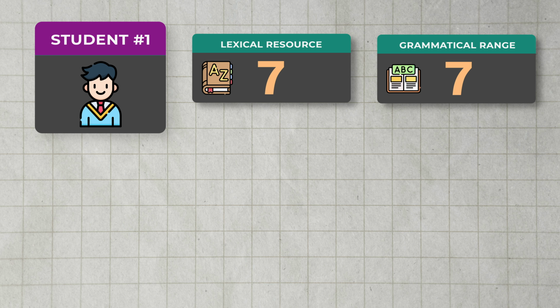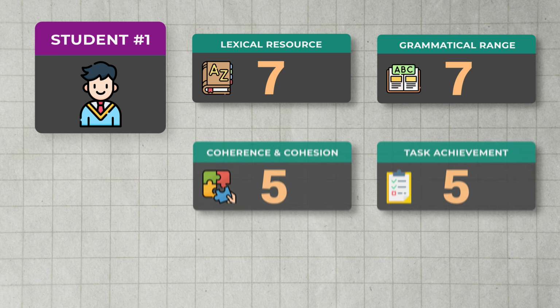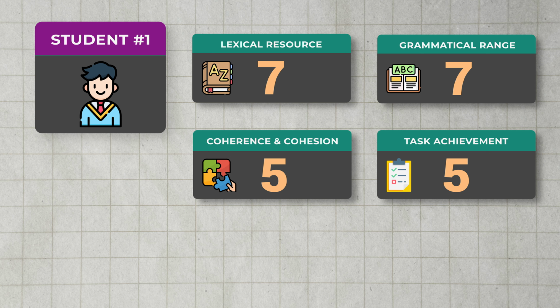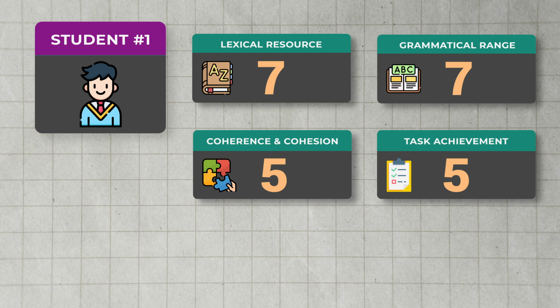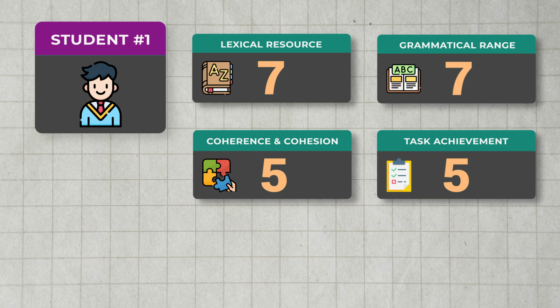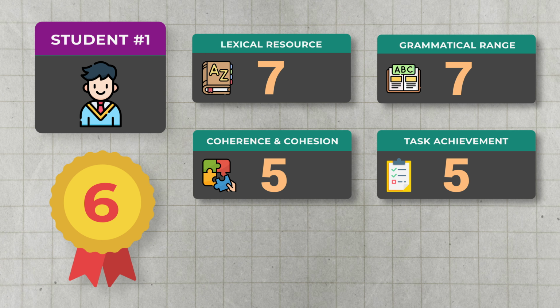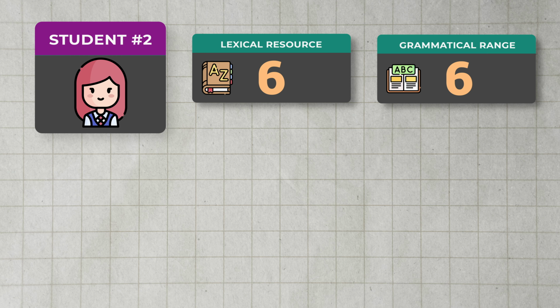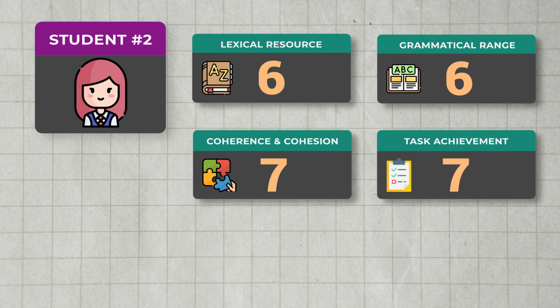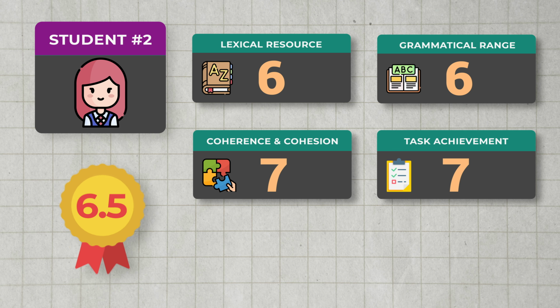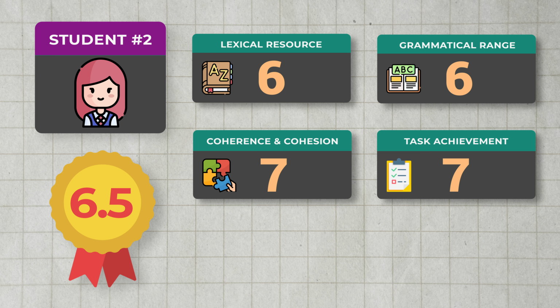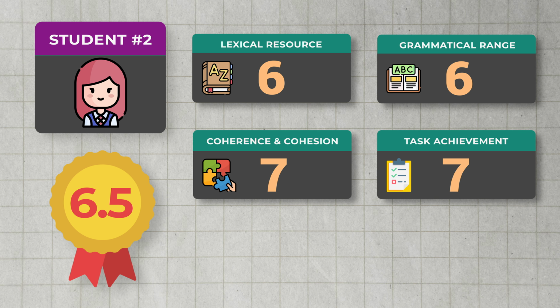Let me give you an example. If you score 7 for vocabulary and grammar, but you got 5 for task achievement and coherency and cohesion because you didn't include an overview and haven't organized your response, your overall score is going to be 6. But in contrast, a student who scored 6 for vocabulary and grammar, but 7 for organizing their thoughts and including overview will get 6.5, even though they scored less for vocabulary and grammar.